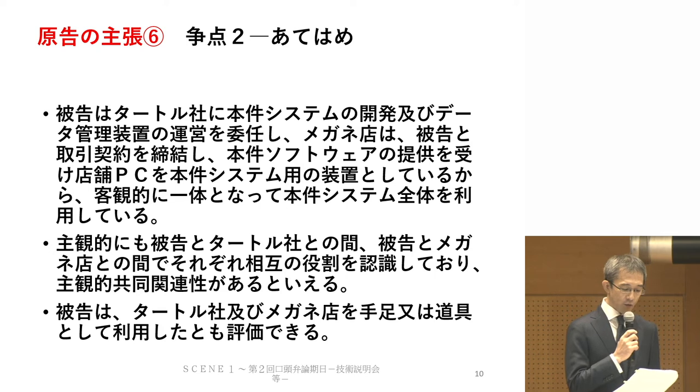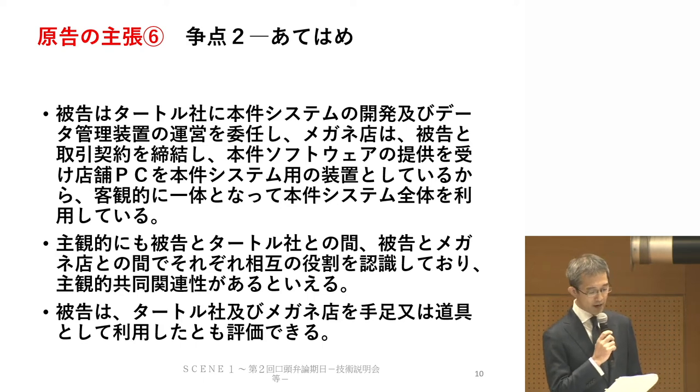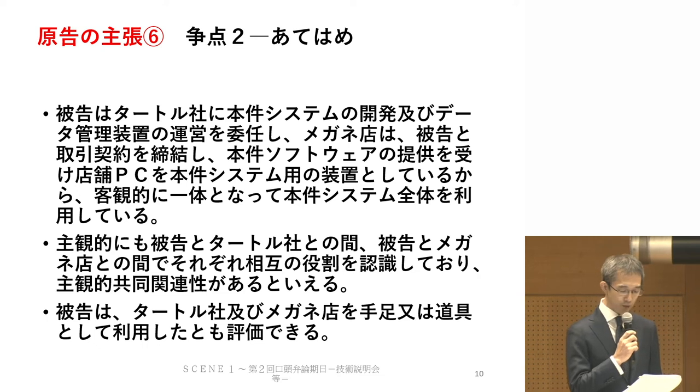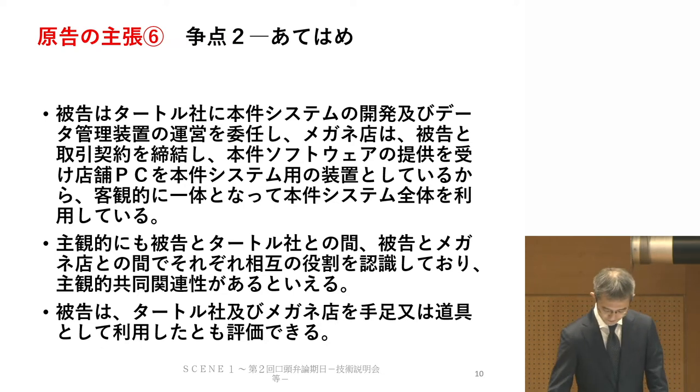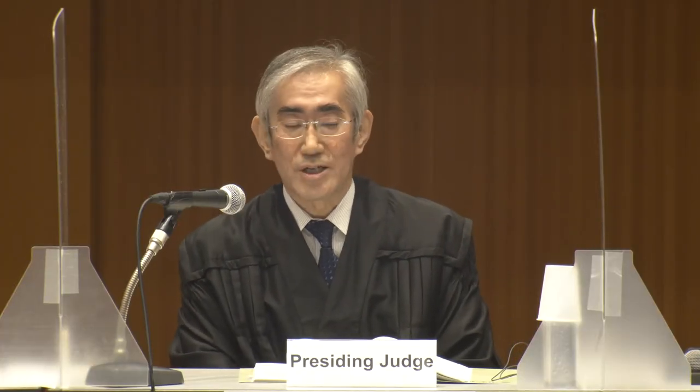Furthermore, the defendant entrusted Turtle to develop the system and allow the opticians' shops to use it, whereas Turtle only makes the data management device respond automatically, and the opticians' shops only order spectacle lenses within the scope of their operation using the software. In this regard, the defendant can be evaluated as using Turtle and the opticians' shops as a pawn or tool. Therefore, in any case, the defendant can be evaluated as using the entire system on its own. We consequently believe that the defendant is an entity using the system that satisfies all of the elements of the invention and is infringing the patent.